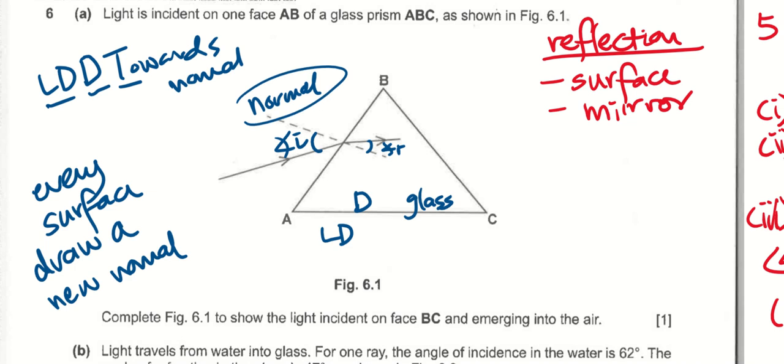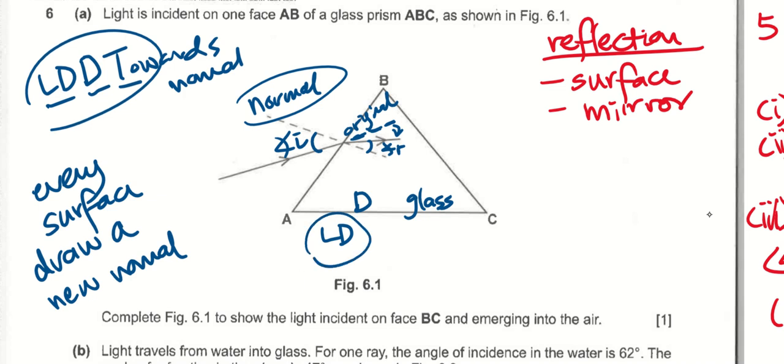Very important. Okay, so let me draw the original path. By right, light travels in a straight line, right? But because it's going from a less dense medium to a denser medium, LDDT, it bent towards the normal. So this is the original path. It would have traveled like that if there were no glass prism in its path. But now that there's a glass prism, it's entering from a less dense medium, air, to a denser medium, glass. According to my LDDT, it should bend towards the normal. So you must draw your original path and then draw it bending towards the normal.